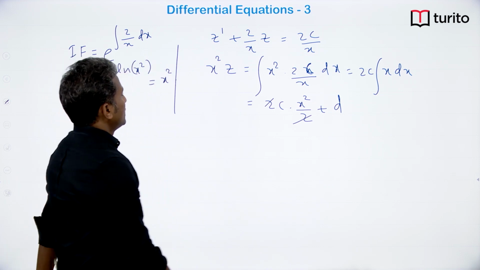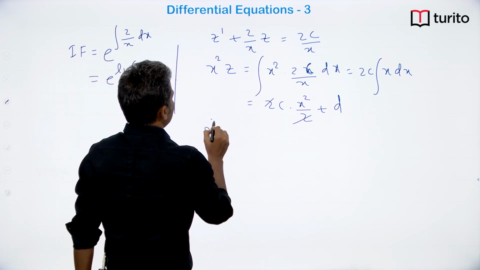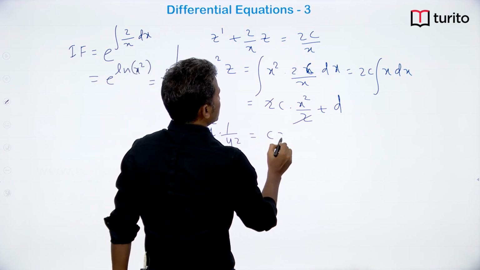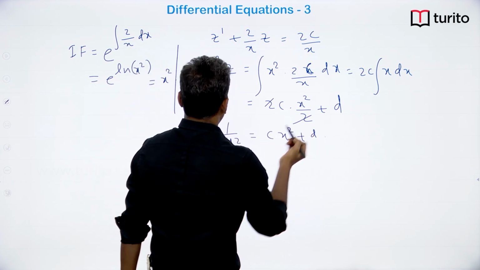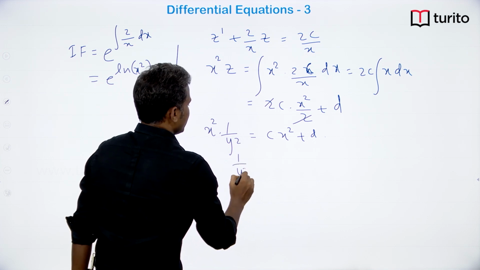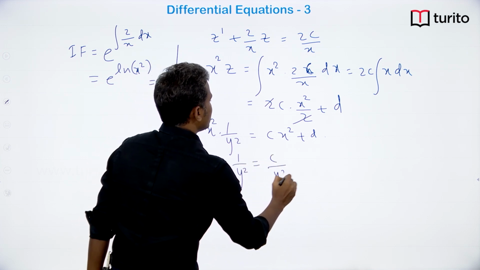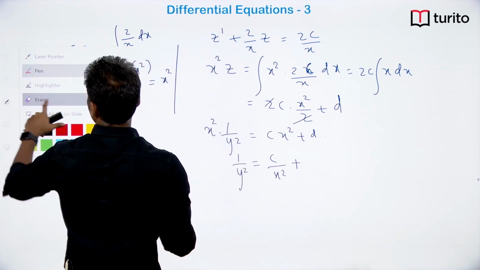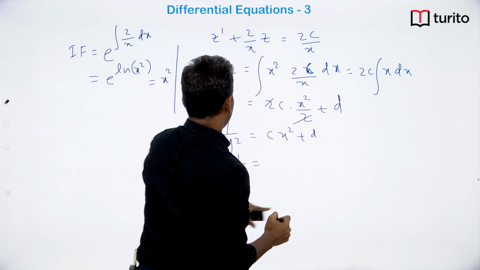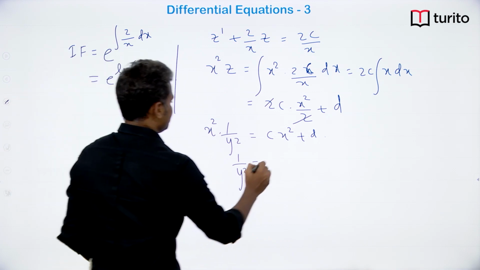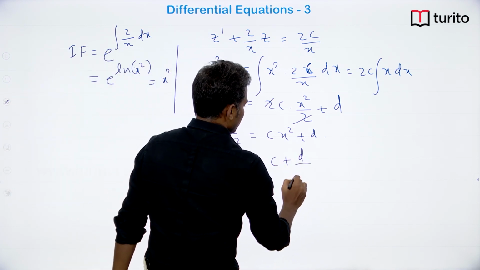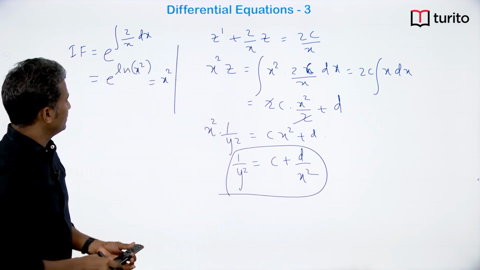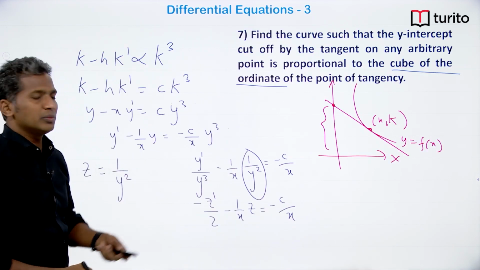Okay. Now further, we know that z is basically 1 by y square. So it is going to be cx square plus d. We can write the function as 1 by y square equal to c by x square plus d by x square, or we can leave it. So this way we can solve the problem here.